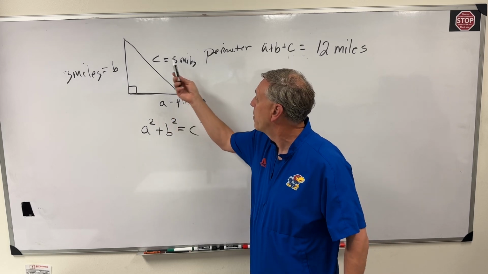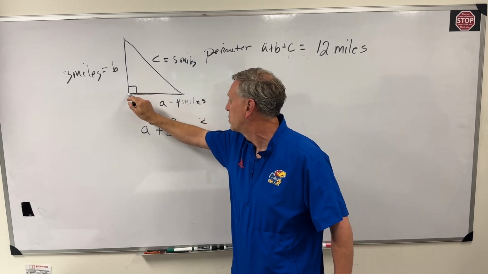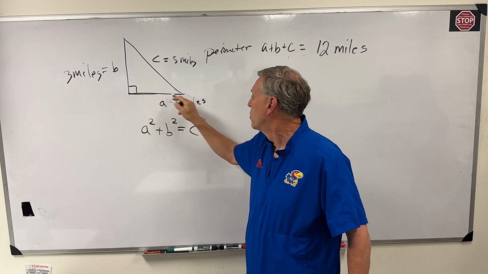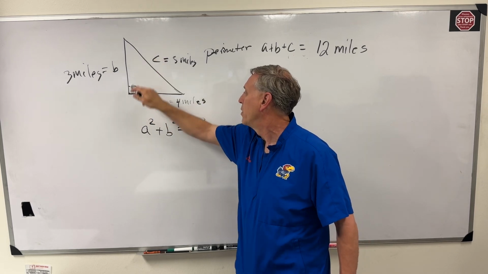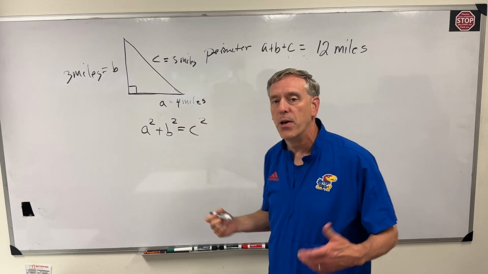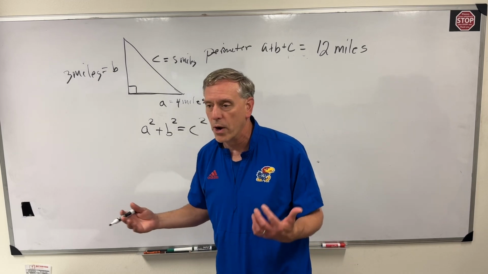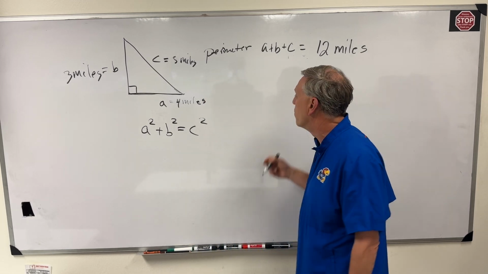4 miles, 5 miles, back at 3. This is home. We start here, run this way, this way, this way, add it all up. Our Fitbit or our cell phone or whatever it is tells us we went 12 miles.